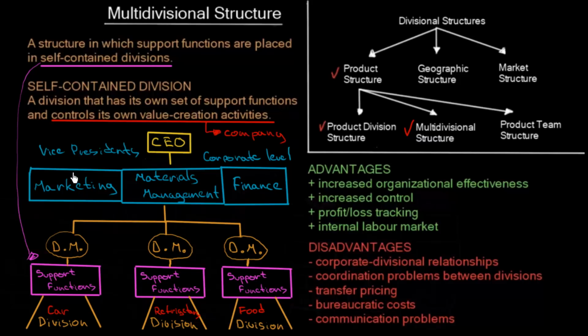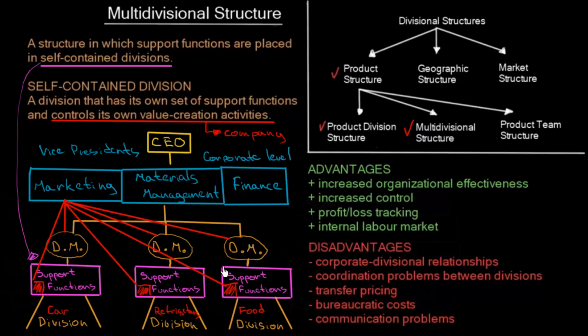So let's say we have our VP for marketing. Now this VP for marketing is going to communicate with the divisional managers. So here is one divisional manager, here is another divisional manager, and here is another one. And this VP for marketing is also going to communicate with the marketing departments. So let's say here is some marketing department, and here as well, and here as well. The headquarter guy for marketing is going to communicate with these 3 small units.